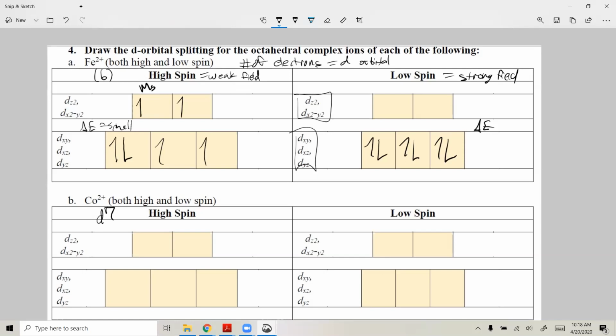So with D7, our high spin state should be 1, 2, 3, 4, 5, 6, 7. And so we should have 3 unpaired electrons. For its low spin state, we should have 1, 2, 3, 4, 5, 6, 7. We should have 1 unpaired electron. Does anyone have any questions about our orbital diagrams?